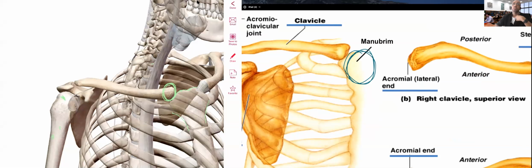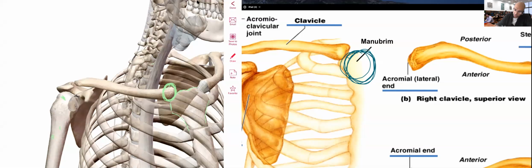And the clavicle is articulating with the central bone of your chest. I'm sorry, this is going to be the sternum. Clavicle is articulating with what part of the sternum? It's my manubrium sterni or the manubrium of the sternum. So this end of the clavicle is called either the sternal end.